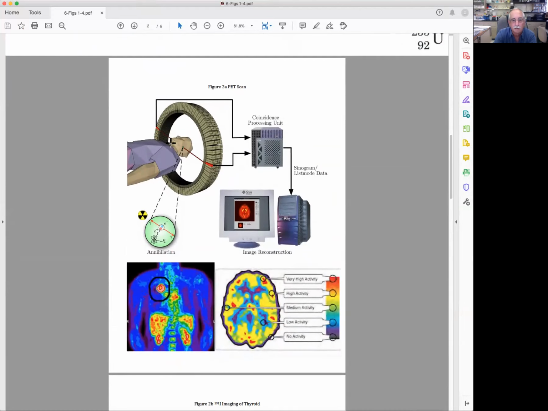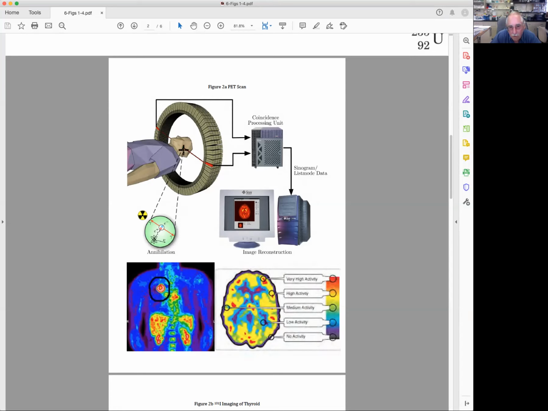So here's a PET scan. What's happening over here is that you have detectors right here. And so you're giving this patient something that is going to give off a positron. And what do we know about positrons? They immediately collide into an electron, and there's an annihilation. And gamma rays go off 180 degrees from each other. And so what you're really detecting with this detector right here is gamma radiation.